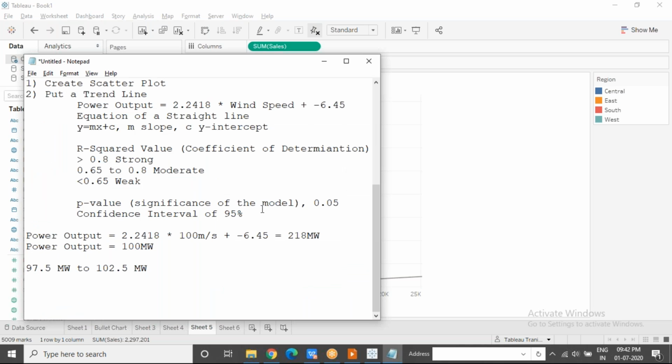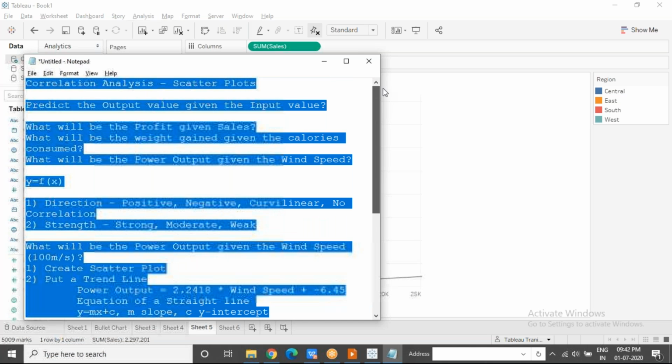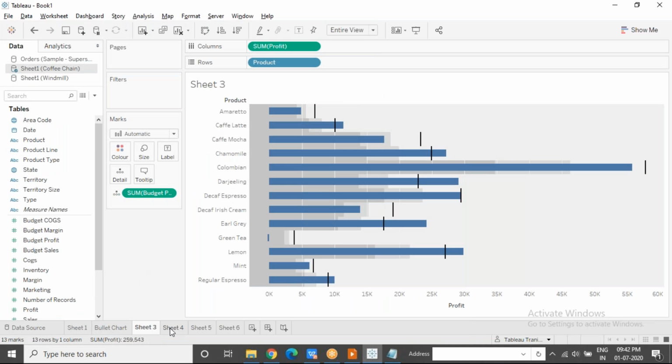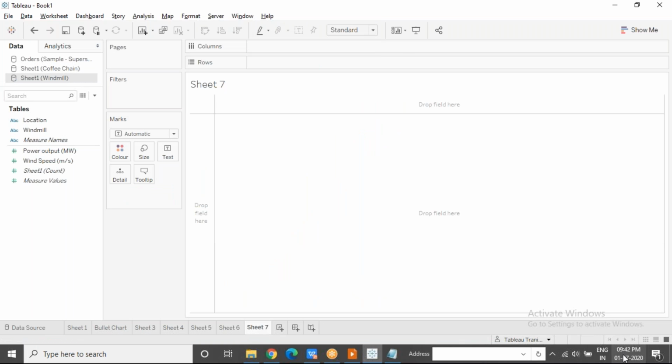I will send this text also on the chat, especially for the Tableau participants. If you think it will help you, you can copy this and use it for your reference, whatever discussion we had about scatter plots. Just go through the recording again if you want to, or practice the concept with windmill data that is given to you in your data sources folder. It should be there because you have an assignment on this. You have an assignment that you have to solve using the windmill data for scatter plots. So try it out, and if you have any questions, let me know tomorrow.